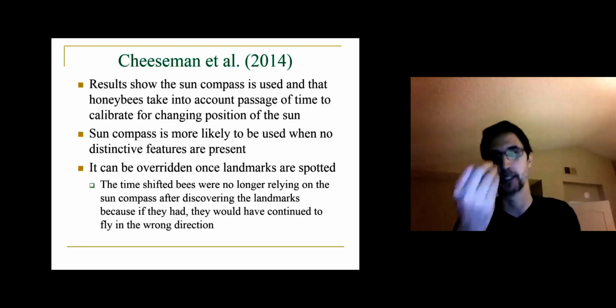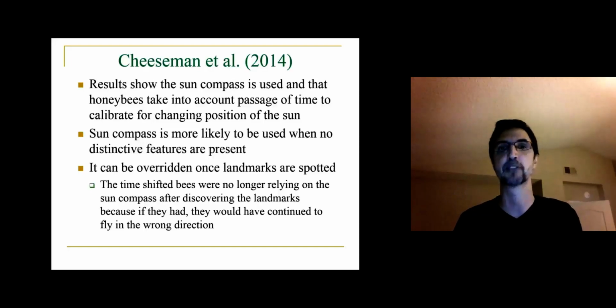So this shows that in a brain the size of a grain of sand, there is some flexibility and some negotiating of strategies that are used in order to navigate, right? They aren't simply relying on blind mechanical processes. There is some subtlety involved.